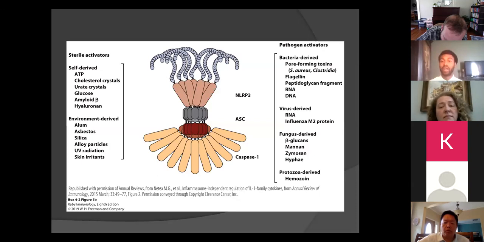Now this is what NLRP3 is right here. You can see how it has pathogen activators, which are bacteria-derived, virus-derived, fungus-derived, and also protozoa-derived. There are also sterile activators, which come from environment-derived and also self-derived sources. And in the self-derived, you can see there's amyloid beta here.